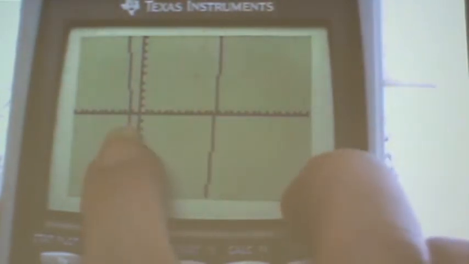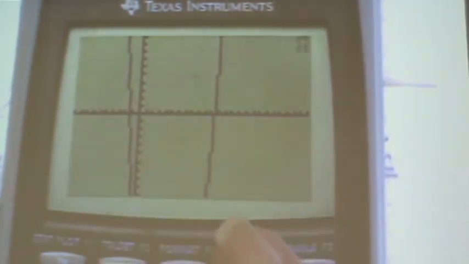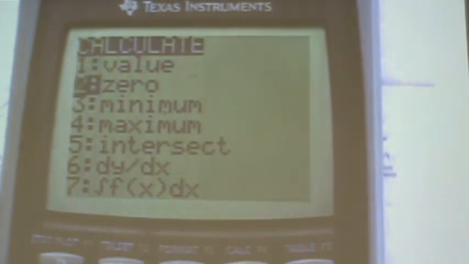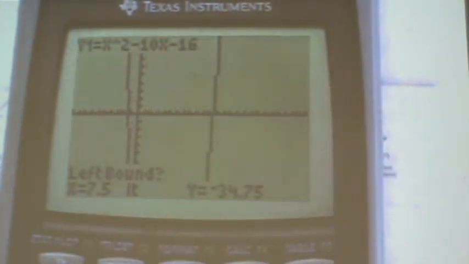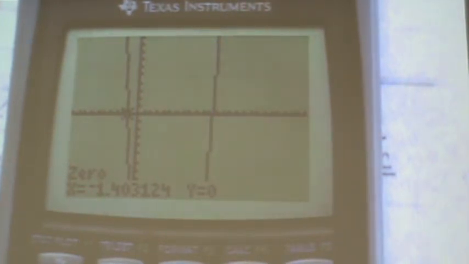Okay, how do I get that answer right there? Hit second calc, zero. It looks like it's between -4 and 0. And there it is, it's -1.4. That's one answer.